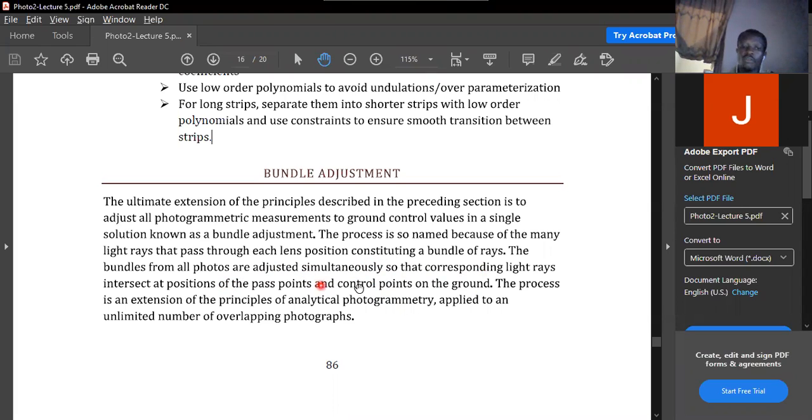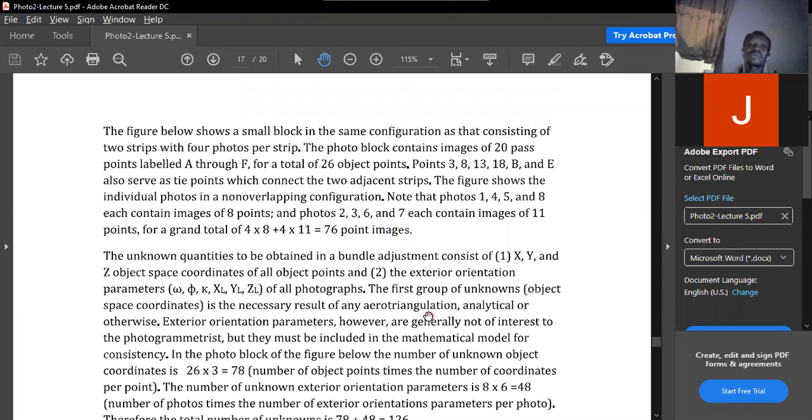So the bundles from all photos are adjusted simultaneously so that corresponding light rays intersect at positions of pass points and control points on the ground. The process is an extension of the principles of analytical photogrammetry. Once you are applying equations, we call that analytical photogrammetry. Digital means we're not making use of any manual processes at all, just scanned images, which will be the last topic, digital photogrammetry.